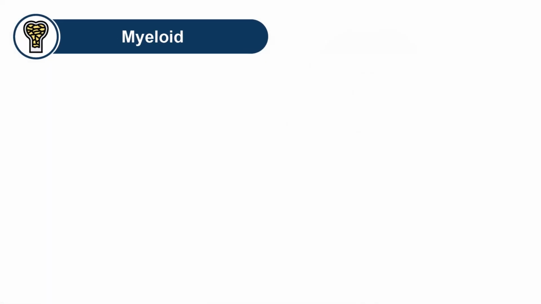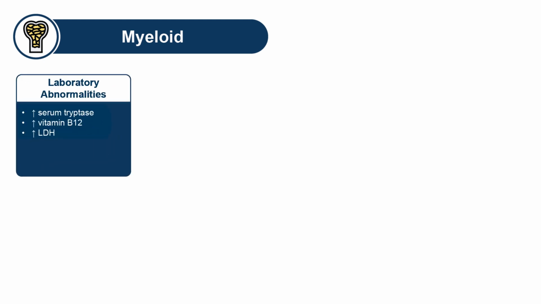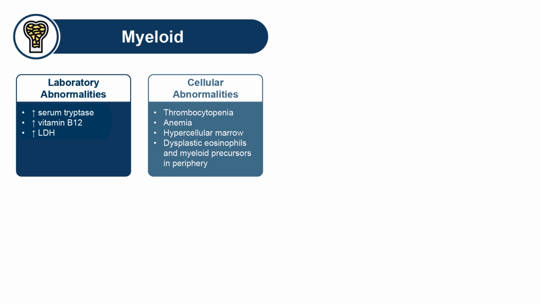So for myeloid HES, these are typically presenting with more severe manifestations, although patients can be asymptomatic really at first presentation. The serum abnormalities that have characteristically been associated with myeloid HES include an elevated tryptase or an elevated B12. Patients don't have to have both, sometimes they only have one. Other cellular abnormalities include thrombocytopenia, anemia, elevated LDH, or hypercellular marrow, or dysplastic eosinophils and myeloid precursors that can be found in the peripheral blood.